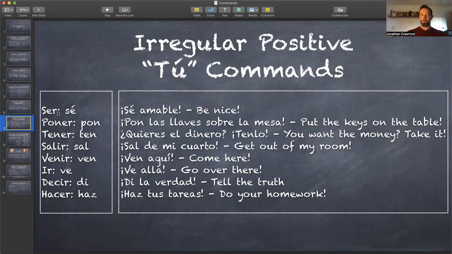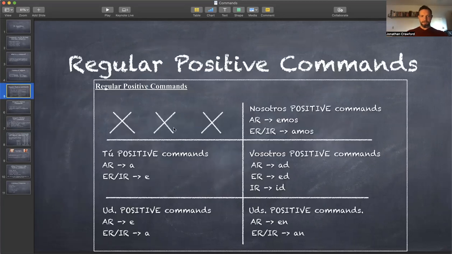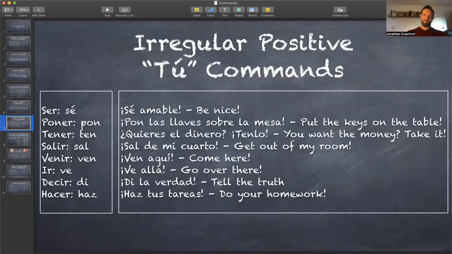If they're not irregular, which is like 99.9% of verbs, you'll just use these right here. But if it's irregular, well, then we have to remember these. So even though this is a very small percentage of verbs, these verbs happen to be some of the ones that we use most frequently. So like ser means to be. We use that all the time.